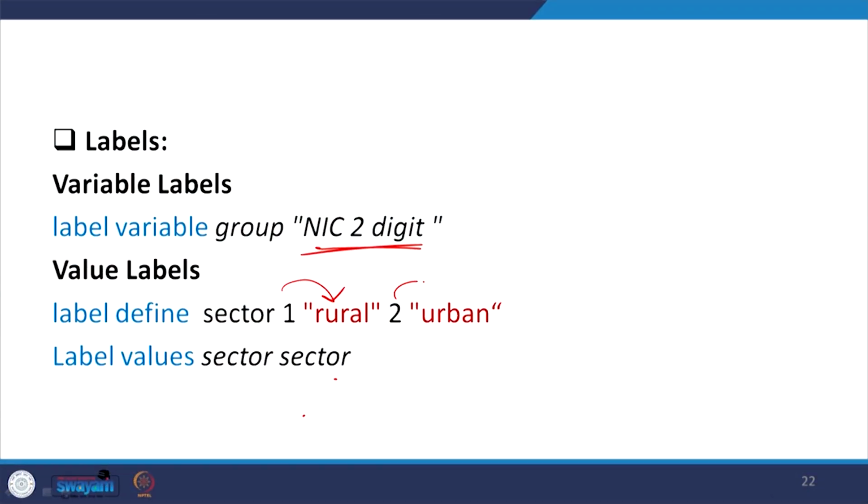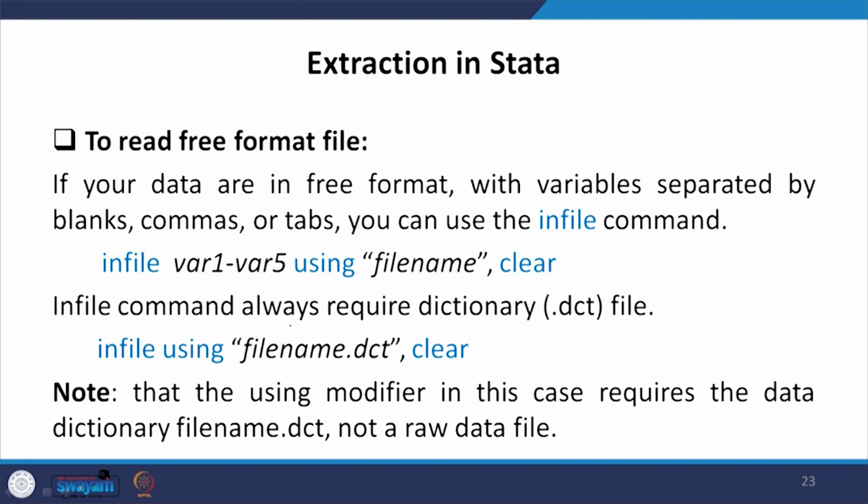Now similarly, value labels and variable labels, there are two pieces of information we clarified very clearly. In the case of a value label, the entries, that is one or two values you have given: if one is labeled rural and two is labeled urban, then it will show the label, that is rural or urban. So for label values, you have to enter another command, label values with sector. If your sector is defined as a label variable, then we can enter it as we guided during that lecture.